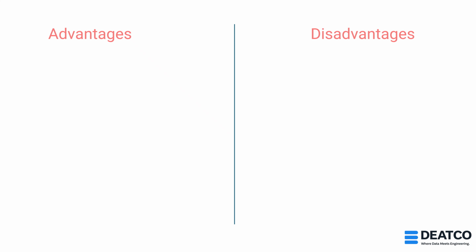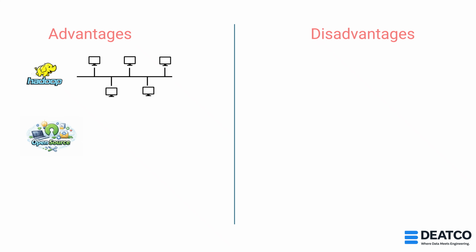Now let's discuss the advantages and disadvantages of Hadoop. Let's start with the advantages. One of the biggest advantages of Hadoop is the scalability. Hadoop allows organizations to easily scale their storage and processing by adding more nodes to the cluster without major change to the existing system. Another key advantage is cost efficiency.